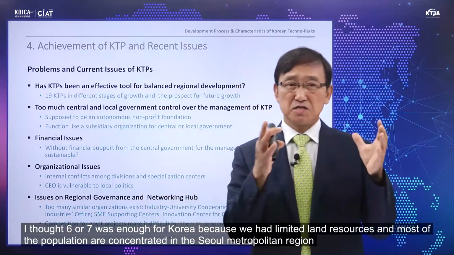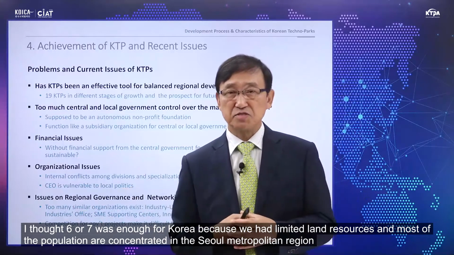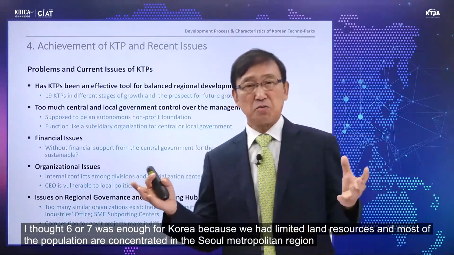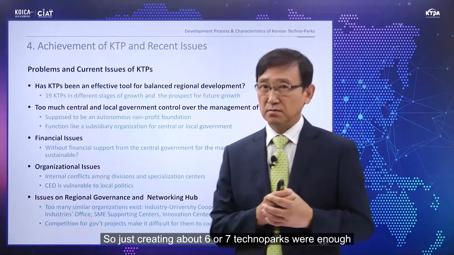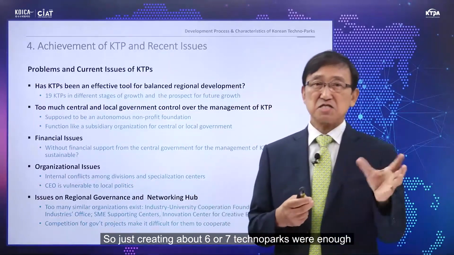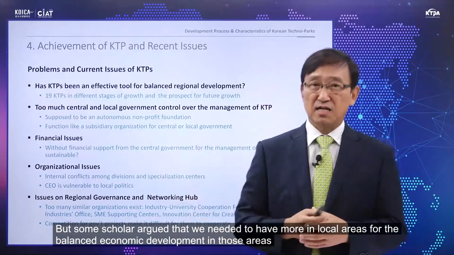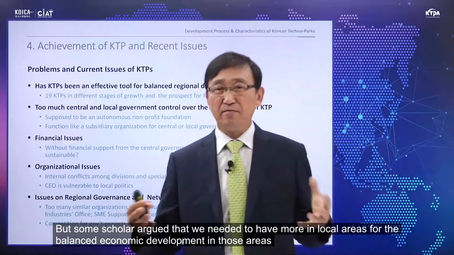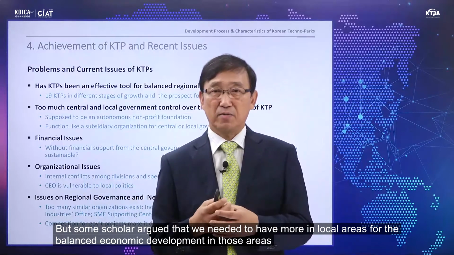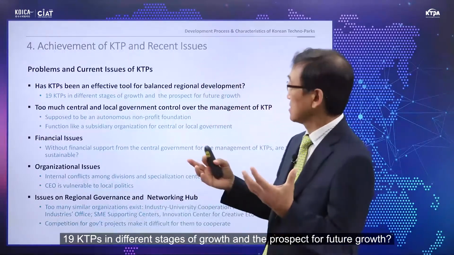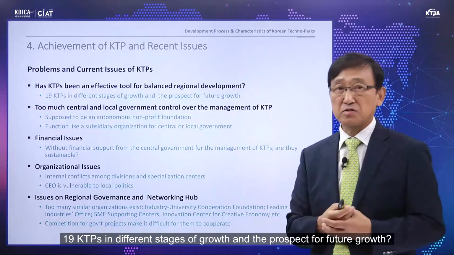Well, I thought 6 or 7 is enough for Korea, because we have limited land resources, and most of the population is concentrated in the Seoul metropolitan region. So just creating about 6 or 7 technoparks was enough. But some scholars argue that we need to have more in local areas for balanced economic development in those areas. So we have 19 KTPs in different stages of growth and prospects for future growth.